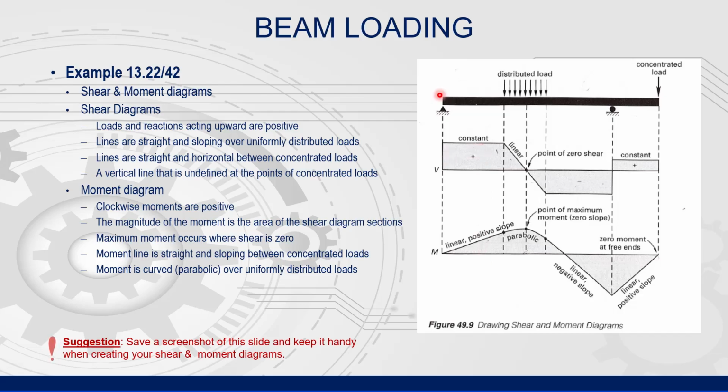So here we have a concentrated load, which was a straight vertical line on the shear diagram, but it's a straight sloping line on the moment diagram. Where the load is now distributed, that's where we have a parabolic curve on the moment diagram. And then once we come to the end of the distributed load, it becomes a straight line again until we get to the next load.